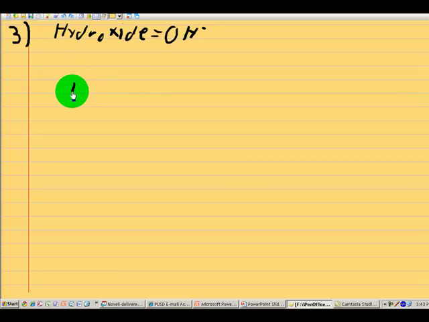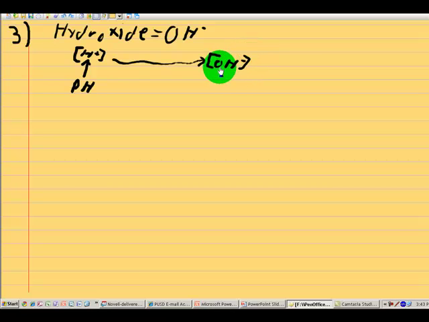If you know the pH value, you're going to need to find out what the H plus concentration is, and from that calculate the OH minus concentration. Once again, you're looking at a two-step process, step A and step B. Let's take a look at step A.